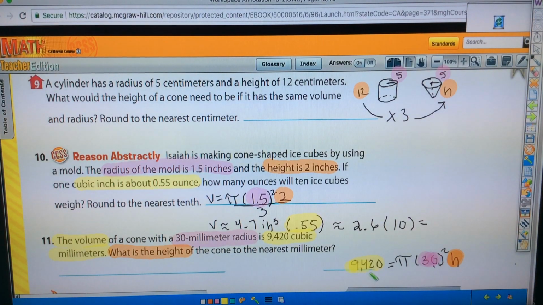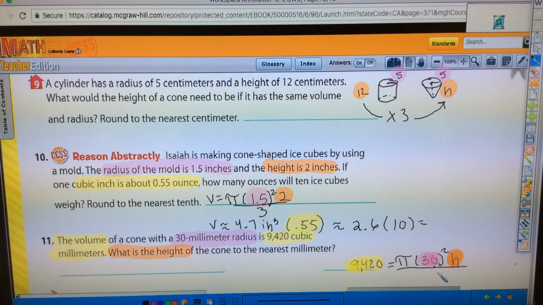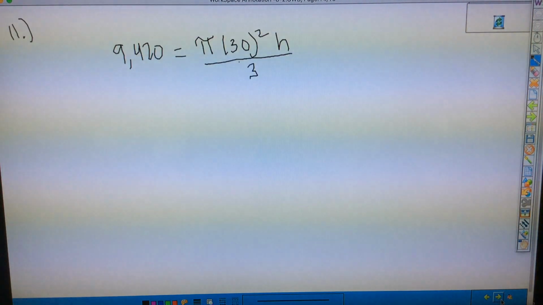So I went ahead and plugged in what our volume is. Instead of V, I'm going to plug in 9,420. And I'm going to plug in the radius, which is 30. I'm going to just call height H. That's what we're solving for. And all of this gets divided by 3. So we need to undo everything that's been done to H. I'm actually going to put this on a separate page.